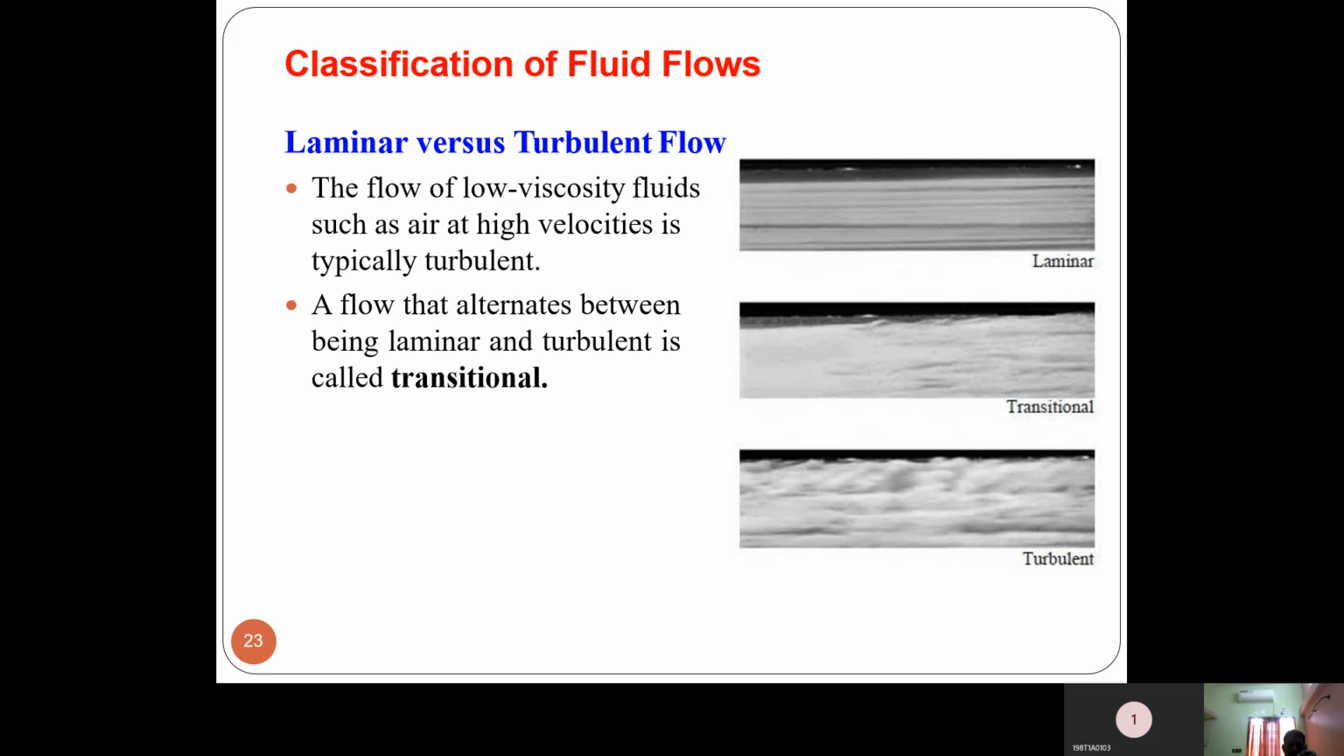By seeing the figures or sketches, if the fluid is having finely ordered regular flow, then it is called laminar. If the fluid is flowing irregularly, randomly, vigorously, then that flow is called turbulent. If the fluid nature is changing from laminar to turbulent, then that is called transitional fluid flow.